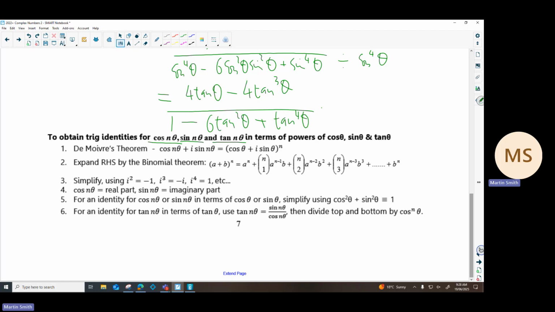You are probably going to have to simplify it by using sine squared plus cos squared is 1. Conversely, if you want an identity for tan n theta, use tan n theta is sine n theta over cos n theta to get an identity for tan n theta in terms of sines and coses. It will always be the case that if you divide the top and bottom by cos to the n theta, all of the sine and cos terms will turn into tan terms.